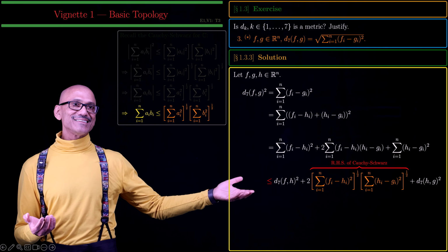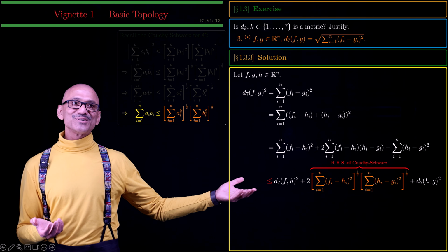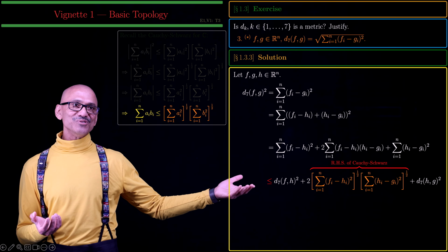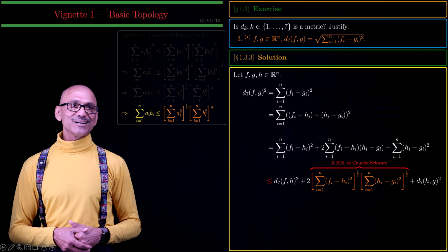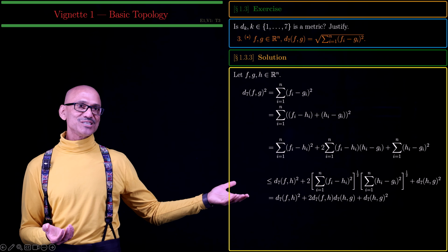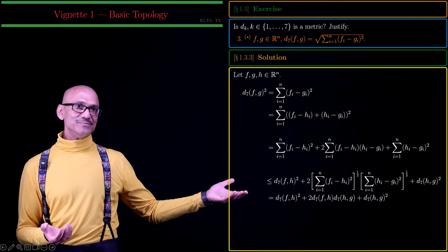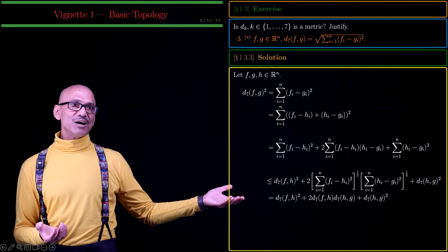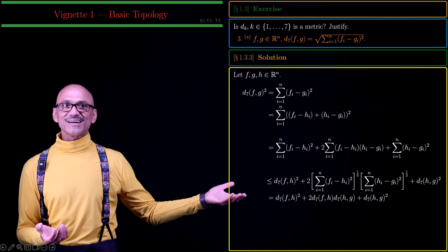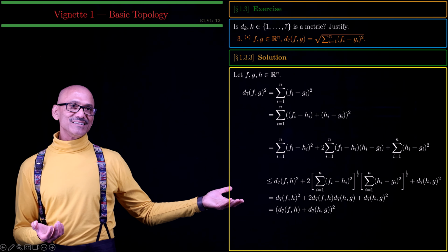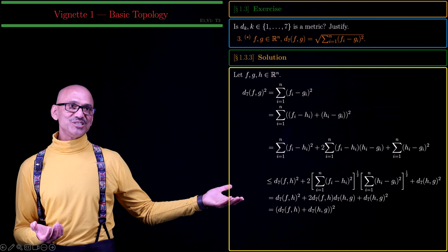Now observe that the terms in orange are precisely the distances from F to H and from H to G. Let's write that compactly. So we have the square of the distance from F to H and twice the product of the distance from F to H and H to G plus the square of the distance from H to G. Now these three terms here are precisely the square of a sum, which we can write compactly as D7FH plus D7HG quantity squared.